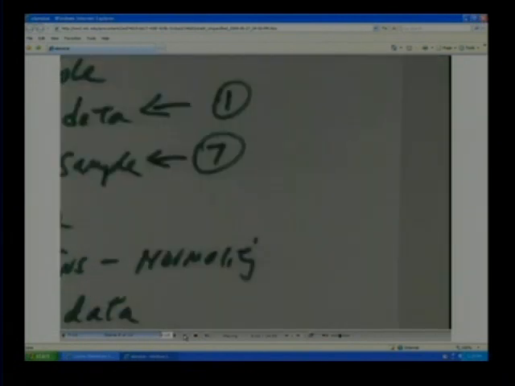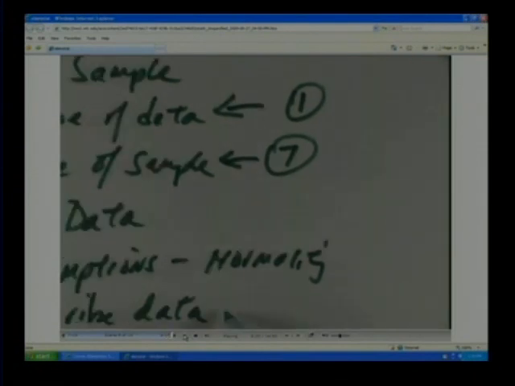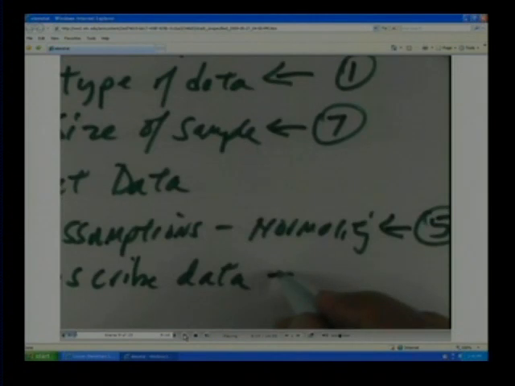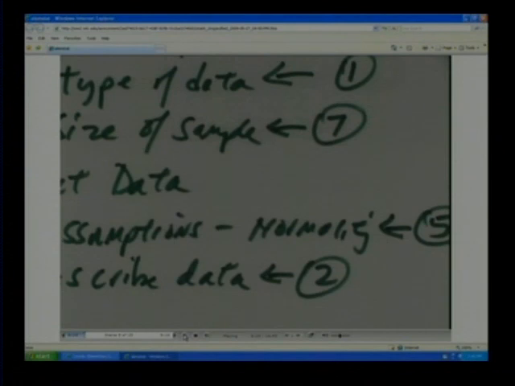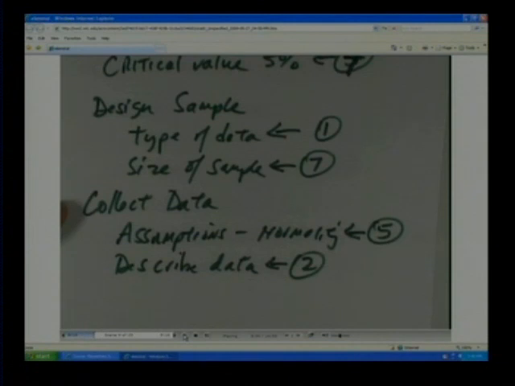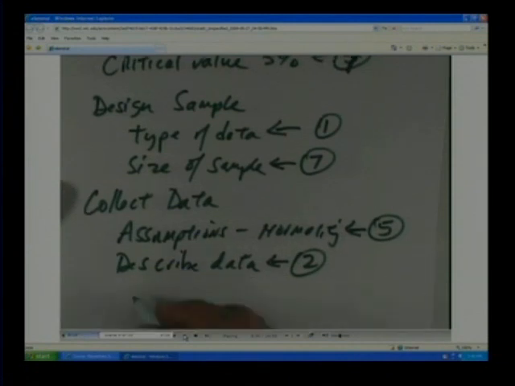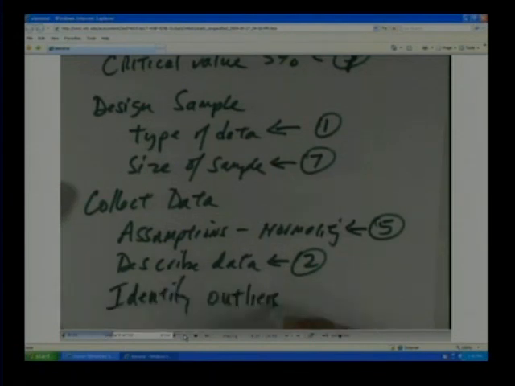The assumptions about the normality, the describing of the data, we picked up the normality assumption in chapter 5. Describing the data, that was something that we spent quite a bit of time in. It's actually a fairly easy concept to do, drawing the graphs and those kind of things. We covered that in chapter 2. In the same part of this, we're going to identify the outliers, and we talked about that in chapter 3.